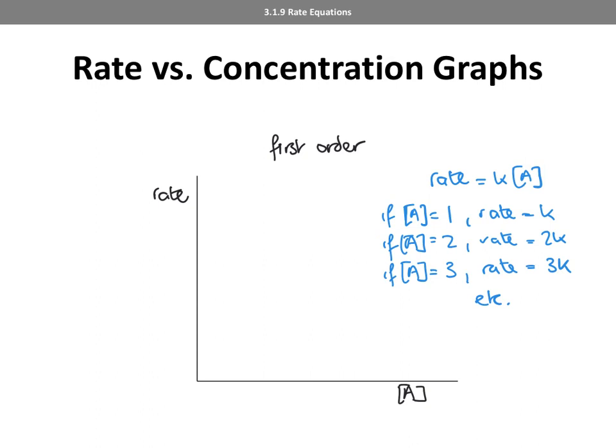So that means we're going through the origin. And then we have a constant or a proportional increase. So we would get a straight line like that. And that's directly proportional, and the directly part of directly proportional is because it goes through the origin.